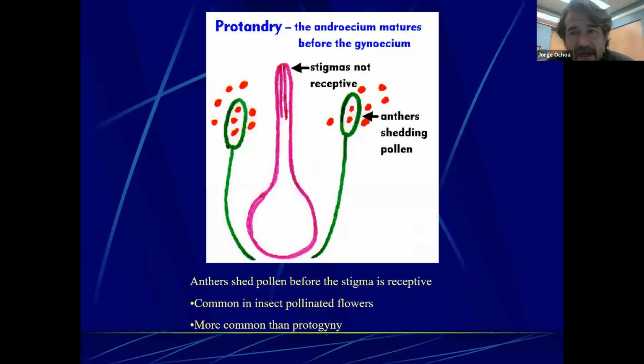And then we have the opposite, which is protandry, which means the androecium or the stamens are going to mature first. They're going to release the pollen. The pollen is then going to be carried to a different flower. So this, once again, could be a span of a few hours or several days or 1 or 2 days.